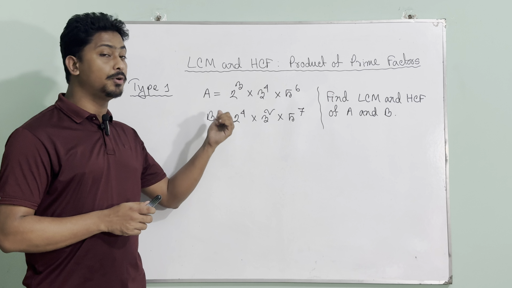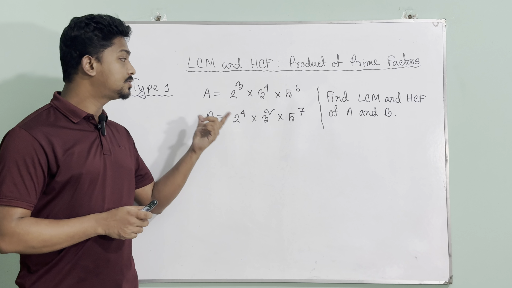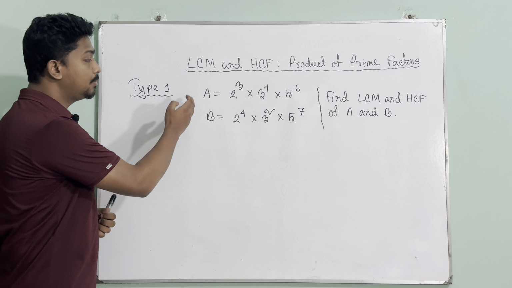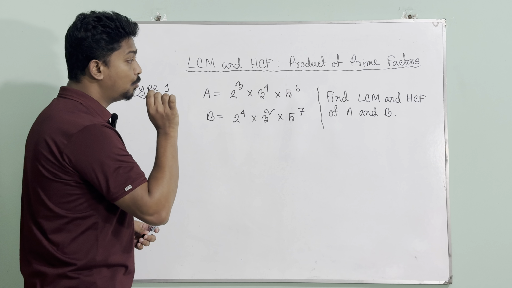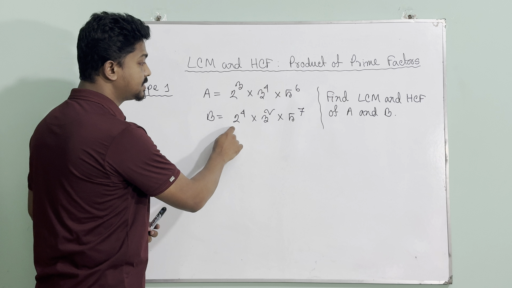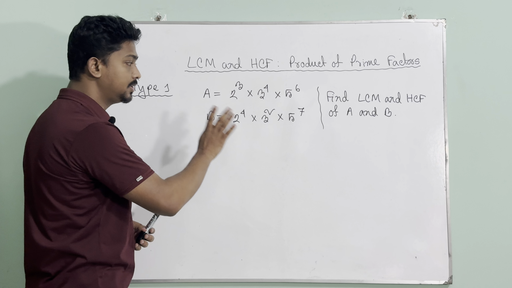And in this type of questions, we have three different types. First of all, let's say this one. We have two numbers, A and B, and they are given as their prime factors. One thing to be noted here is that we have the same prime numbers in both of them. This is type 1.